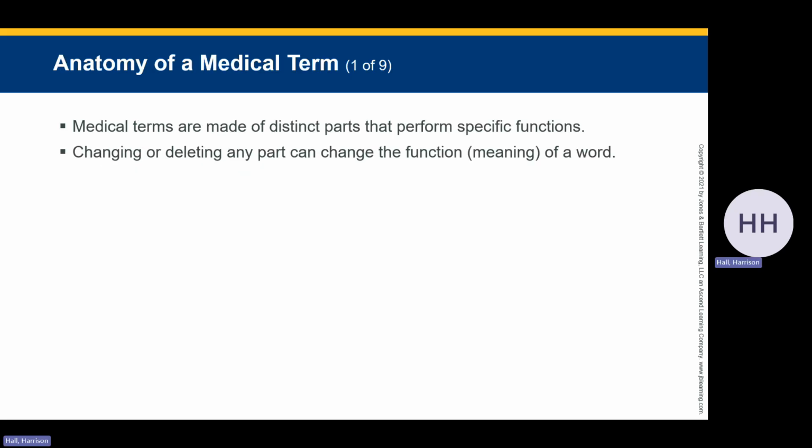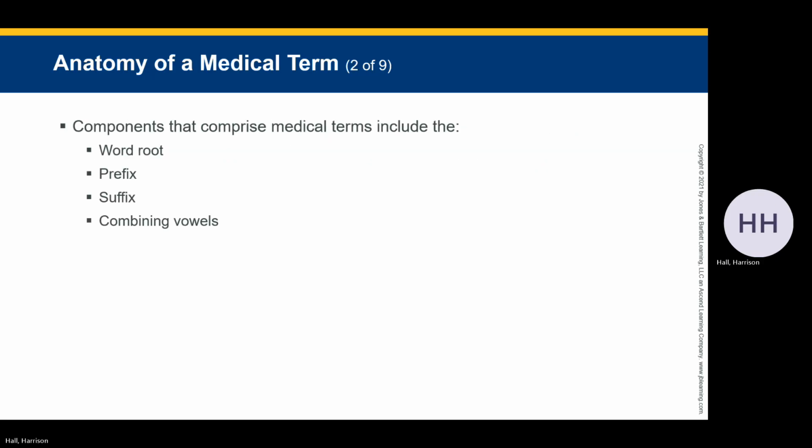All right, so each one of these terms has distinct parts, and we're going to talk about what each one of those are and then how we can decode them. So you've got a word root, or you may hear me say root word, and then there's a prefix, a suffix, and a combining vowel. So let's talk about each of those.